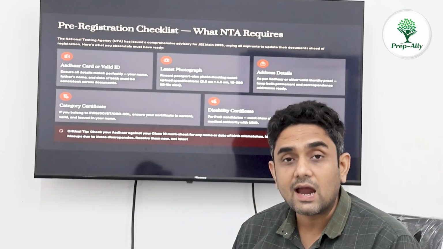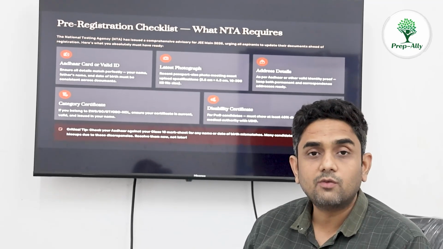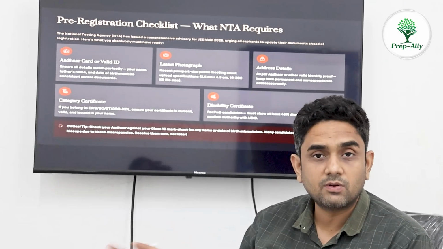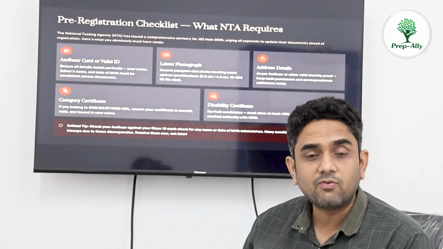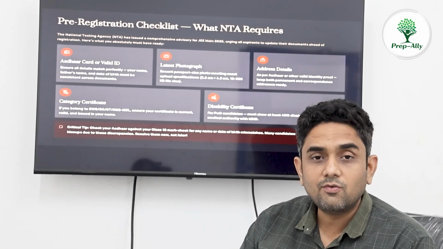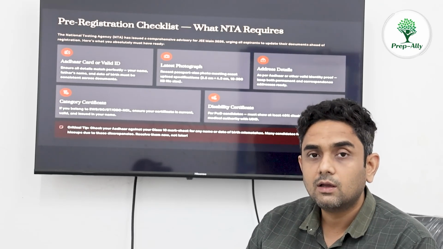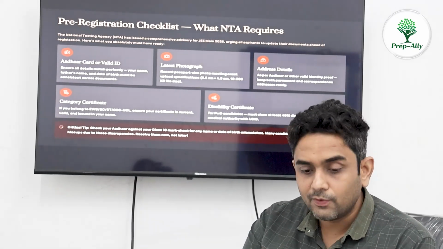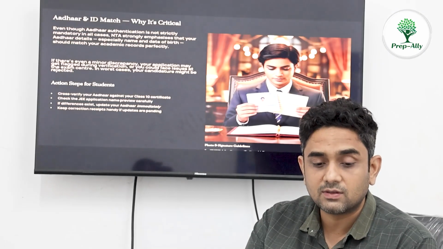For the PWD category, 5% is reserved in every category. For example, if you are PWD General, there will be 5% of General. If you are PWD ST, it will be 5% of ST. PWD SC, it will be 5% of SC. So in every category, 5% is reserved for the physically disabled, the PWD category. We'll also talk in detail about what kind of certificate will be acceptable for those cases.